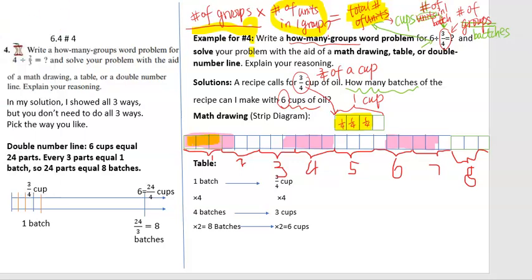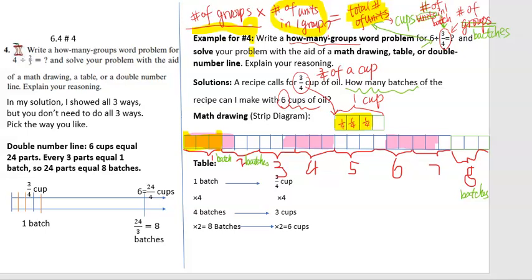Every 3 of them can make 1 batch, so that's what I labeled here. So 1, 2, 3, that's not 1 cup, it's 1 batch of recipe. So 1 batch, 2 batches, another 3 makes 3 batches, 4 batches, 5, all the way you can see we can get 8 batches.